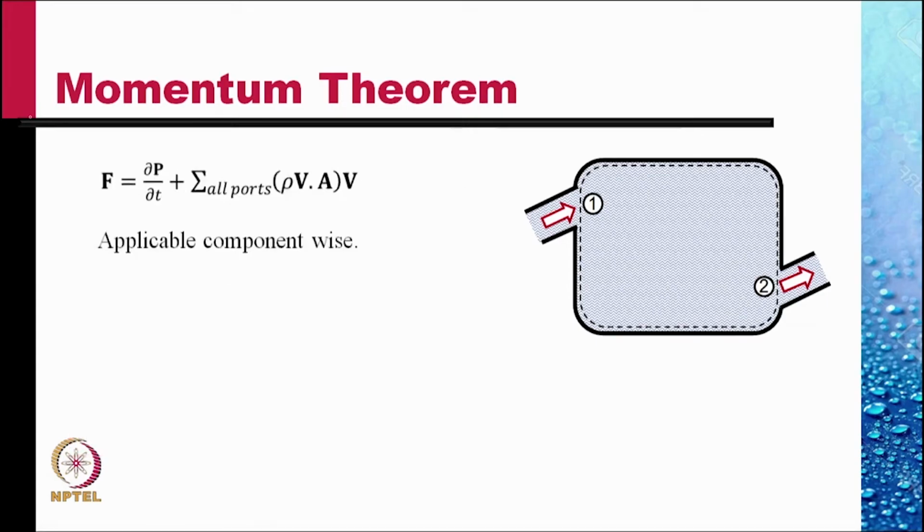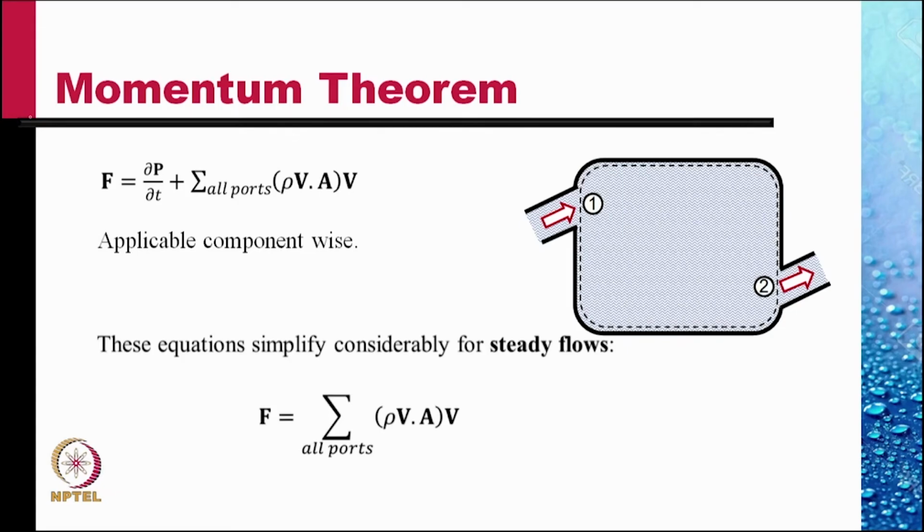Now, this is a vector equation and should be applicable component-wise also. So we can write this for the x component, the y component and the z component. Now, for steady flow, the rate of accumulation of momentum P would be 0, and so the net external force applied would be the sum of rho V dot A times V at all ports, the net efflux of momentum.